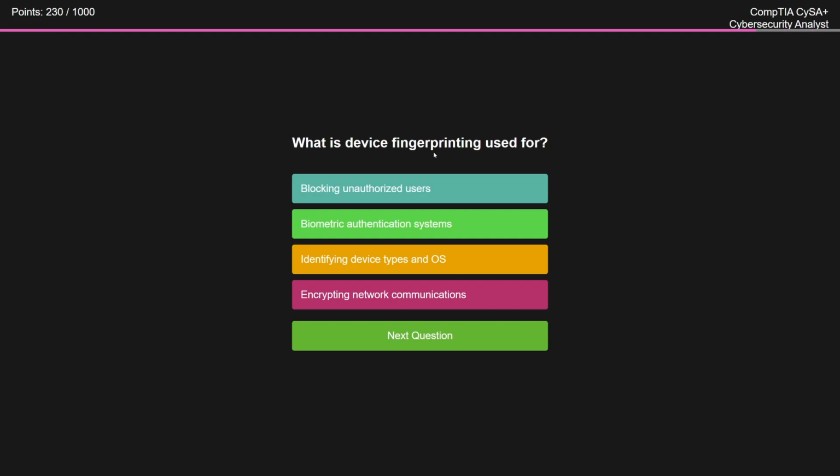What is device fingerprinting used for? Blocking unauthorized users, biometric authentication systems, identifying device types and operating systems, or encrypting network communications. It's actually to identify device types and operating systems. So let's lock in that answer real quick. When you're fingerprinting, you're basically trying to figure out information about the user's device, and that could lead you to finding other vulnerabilities that you could exploit on those certain devices, because certain devices or certain operating systems can have vulnerabilities that other ones don't.